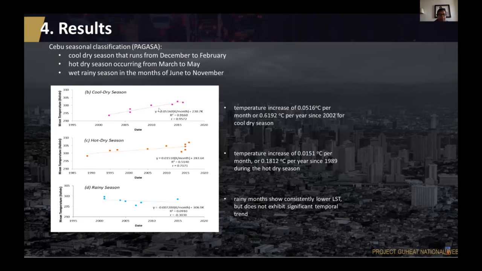It is higher in cold dry season, which is also observed in some areas in other countries. Now, in the rainy season, there's no increase in the temperature throughout the years. It may be because of the existence of water, because evaporation, as I have mentioned before, is a cooling process.